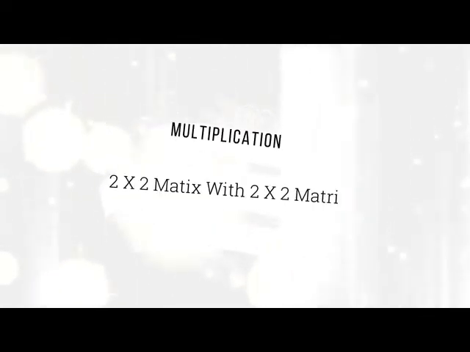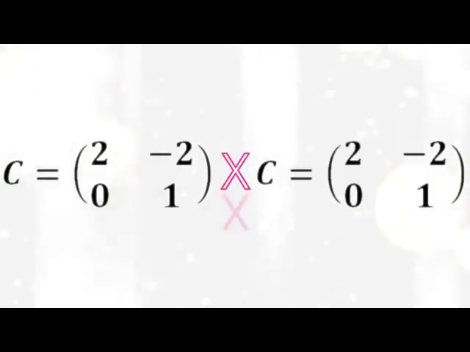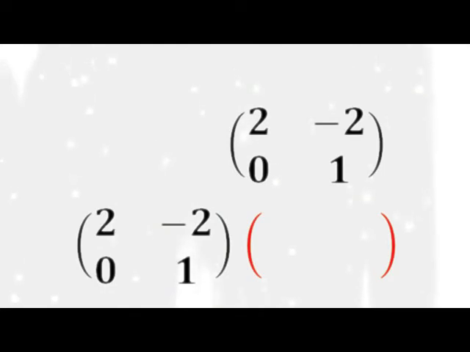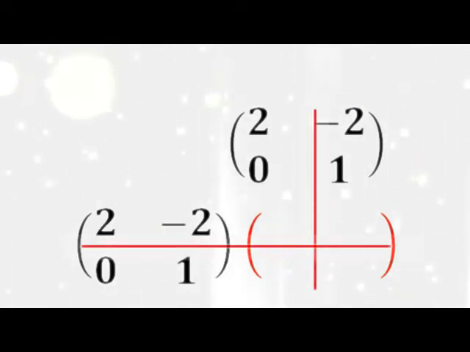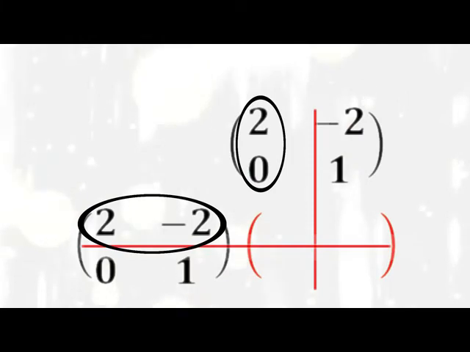Now we're going to multiply a 2 by 2 matrix with a 2 by 2 matrix. For example, matrix C, 2, -2, 0 and 1. We can multiply matrix C with matrix C, which equals C squared. So how to do that? Let's check this out. The way we multiply a 2 by 2 matrix with a 2 by 2 matrix is quite similar to the previous work that we have done before. It's also row times column. Let's start with the first row with the first column.